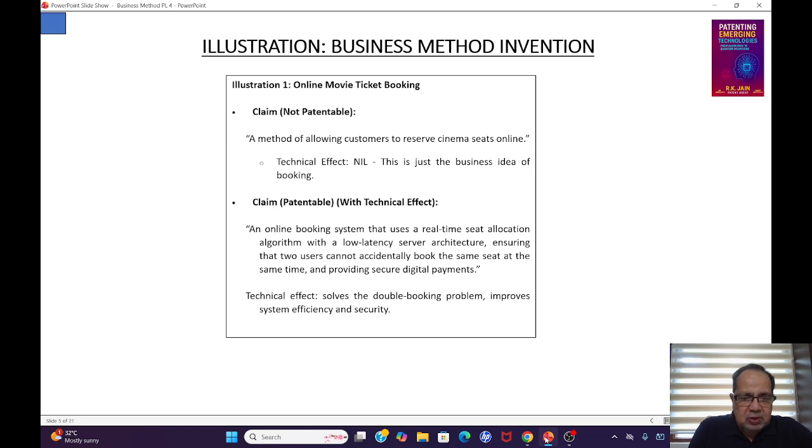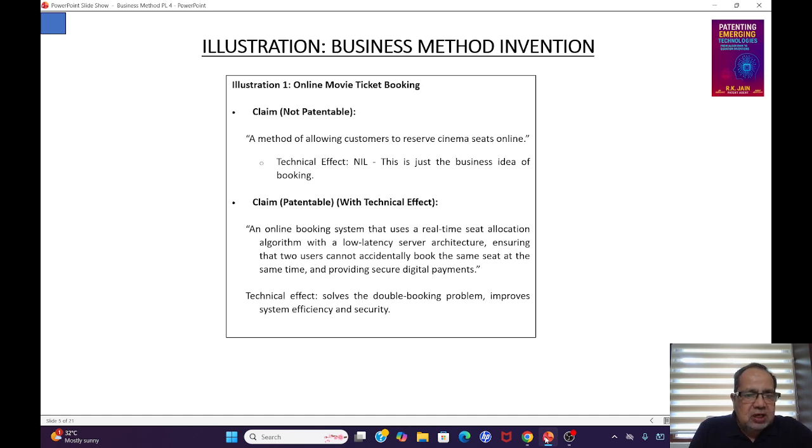But to make it patentable, if we introduce some kind of a technical effect, for example, if we could use this methodology of booking tickets for dynamically allocating seats, or this method helps in covering the low latency of the server architecture, or better still, we create this method to avoid duplication or to secure digital payments, with the net result that the technical effect of such a claim would solve the double booking problem or improve system efficiency or security, then this claim would fall within the applicability of patentability.